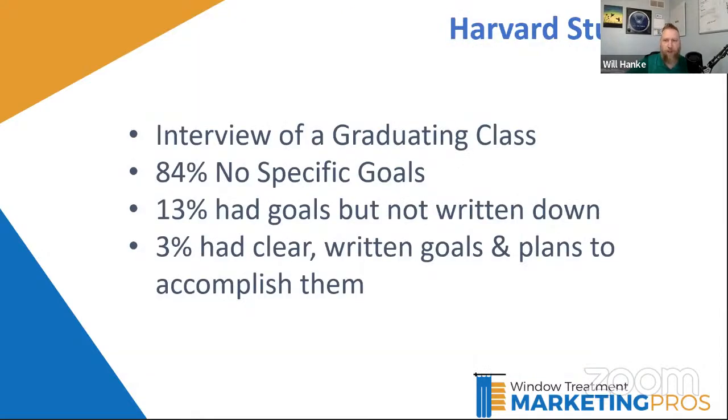There was an interesting Harvard study that was done, and this always sticks in my mind how incredible this is. Don't know if you guys have heard this or not, but there was an interview of one of the graduating classes from Harvard, so not just some local junior college, right? 84% of the people that were graduating had no specific goals. So they're Harvard graduates, they're just going to go out and the world's going to come to them, I guess. 13% had goals, but didn't have them written down. And 3% had clear written goals and a plan to accomplish them.